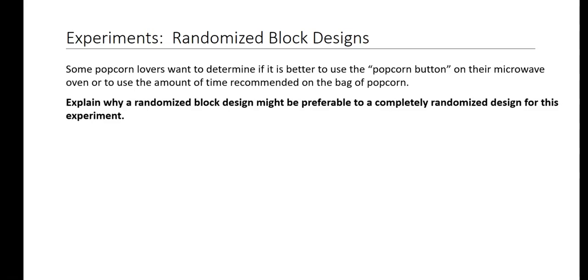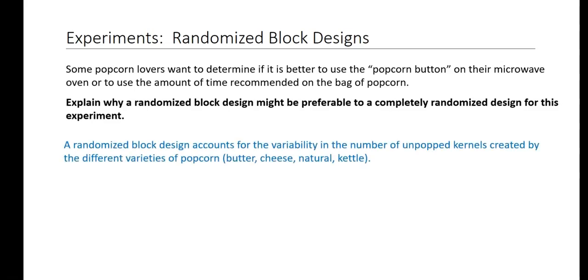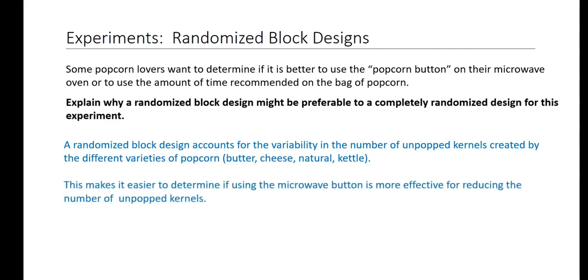Why is this preferable to a completely randomized design for this experiment? So completely randomized would not take into account the different types of popcorn, right? So if the different types of popcorn varieties make a difference, then it will be able to determine that.